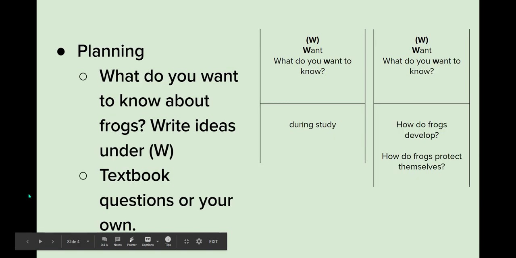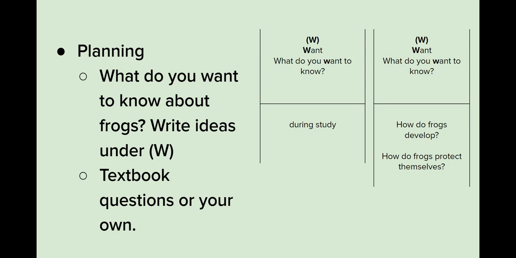The second stage, as you start to read. Now, if you are reading a textbook, you're going to have some questions. So it's already decided what you want to know because you have to answer these questions. But if you are reading for pleasure, you might want to make your own questions. So you write your questions or ideas under the W, what do you want to know.